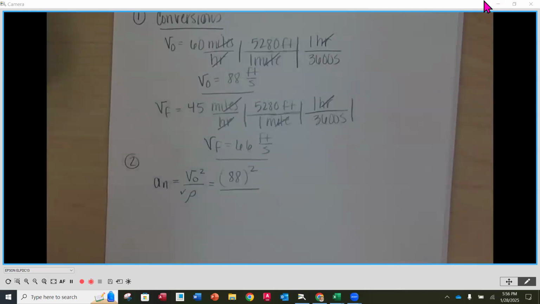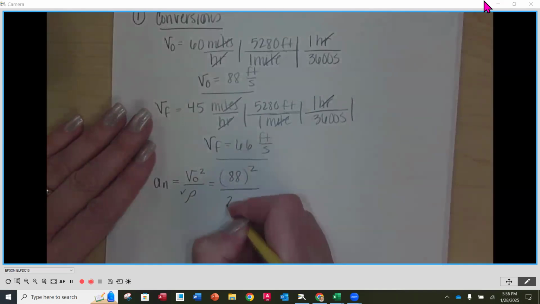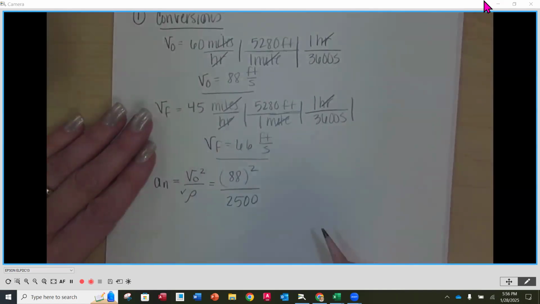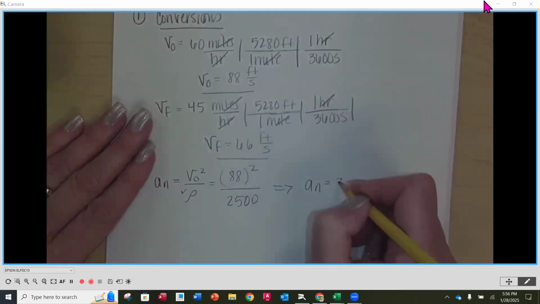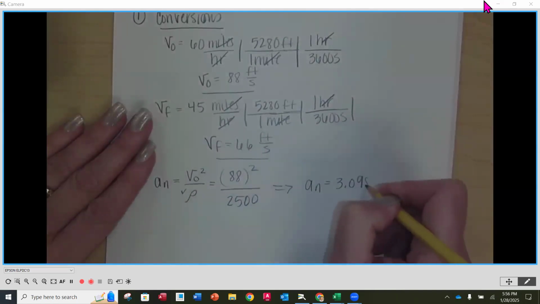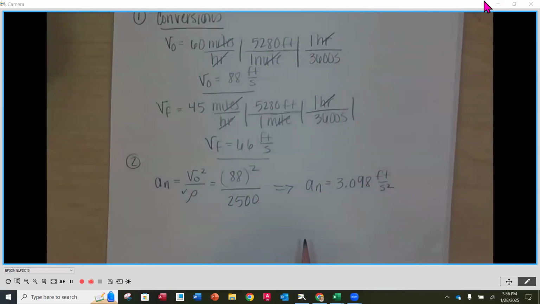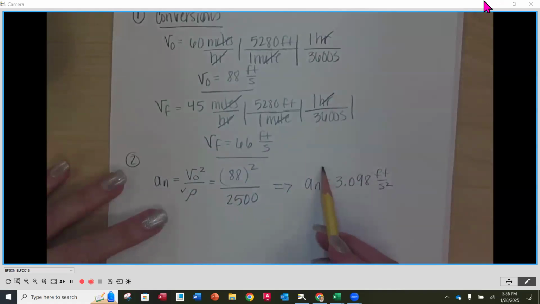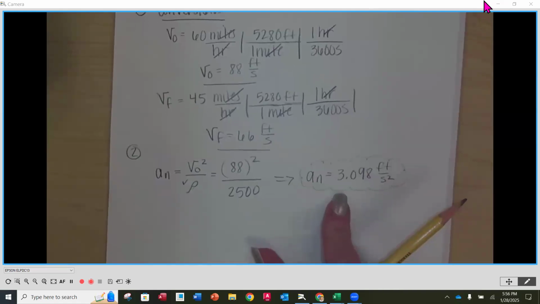It's hard for me to do that, but in the end, it does actually help a lot. And then my rho is going to be 2,500. Okay. So make sure that you square 88. You divide by 2,500. And your normal acceleration should come out to be 3.098 feet per second squared. Okay. I'm just going to put a little cloud around this because this is not one of my final answers, but it's going to be one of the variables I'm going to use in that equation for the acceleration.